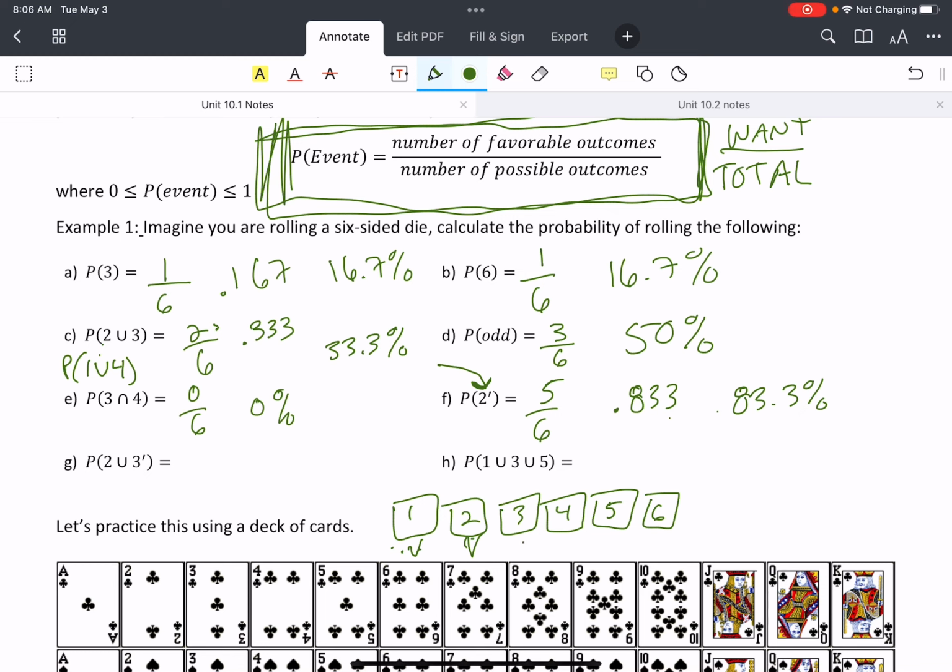Is this one a 2 or not 3? Yes or no? What do you think? No. So it's not 2 and it's not 3? It's 3, so that one's not going to work. Okay, is this one the number 2 or not the number 3? It's not 2, but it's also not 3, and we want not 3. What about 5? It works. And 6? Also works.